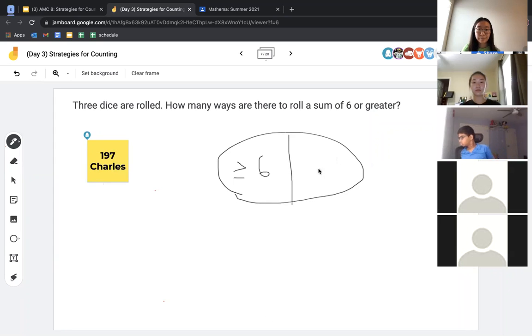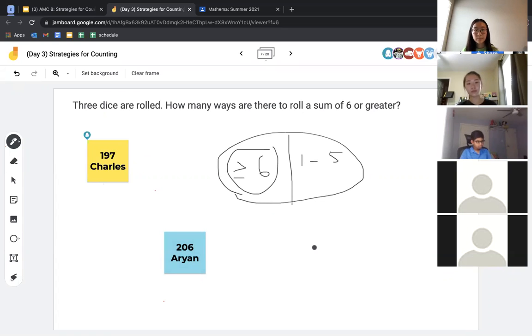All right, does anyone know what would not fit the criteria? What would be the opposite of that? 5, 4, 3, 2, 1. Less than 6? Yeah, exactly. So this is going to be 1 through 5. Let's write 1 through 5 there. If you find the total, so this whole circle, and then you subtract away the 1 through 5, then you're going to get what you're looking for. So you have to find how many ways there are to roll 1 through 5, basically.